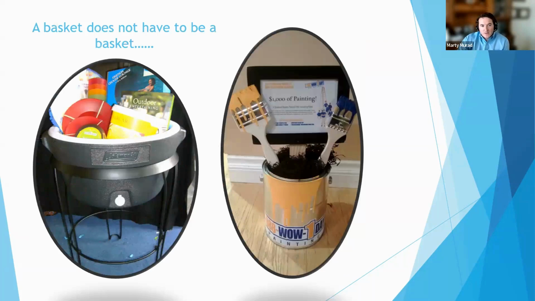And then one thing we often say is, why don't you think outside of the basket? Because there's a lot of baskets at events, right? And it's a great way to combine smaller items into packages that are valued at over $100 or more. But if you can think outside of the basket, you can use coolers, boxes, fire pits, large bowls, etc. Different things to package your items.